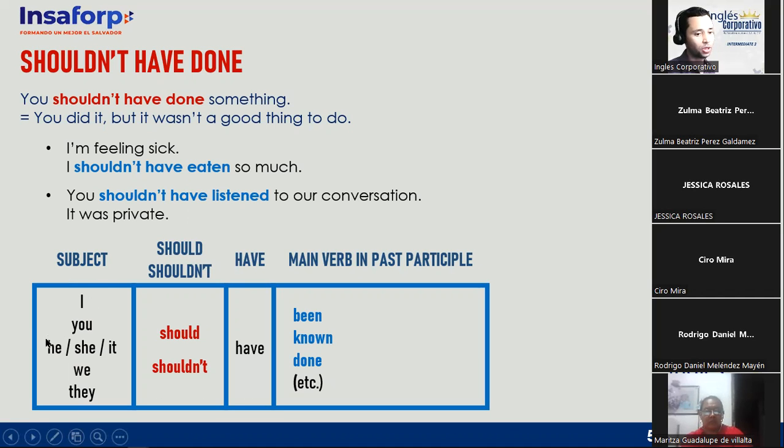So again, you use a subject. Could be I, you, he, she, it, we, or they. Then you have to use should or shouldn't. If it's affirmative, you use should. If it's negative, you use shouldn't. After that, you have to use have. Always have. Never has. Okay? And then you need to use the main verb in past participle. Been, known, done, etc. That's the structure.